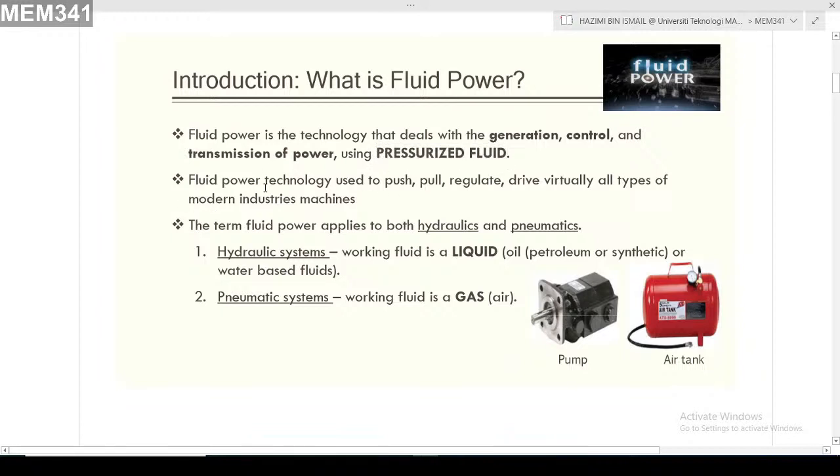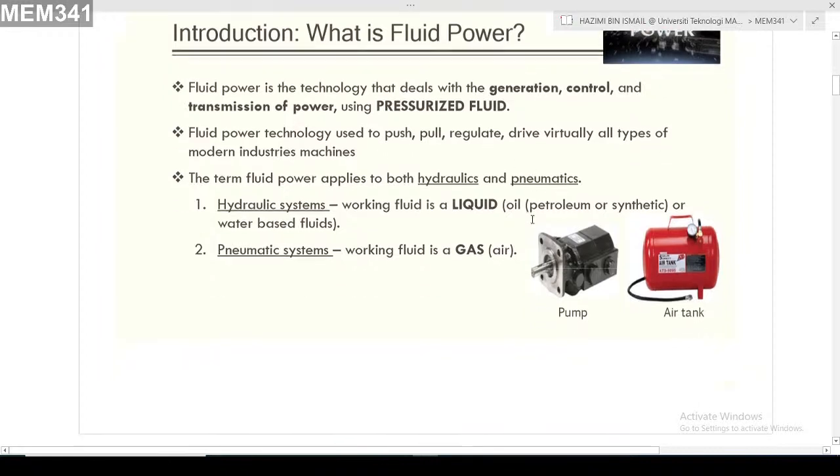Fluid power technology is used to push, pull, regulate, and drive virtually all types of modern industrial machines. So fluid power is very extensively used in industries, and it can be categorized into two types, hydraulics and pneumatics.